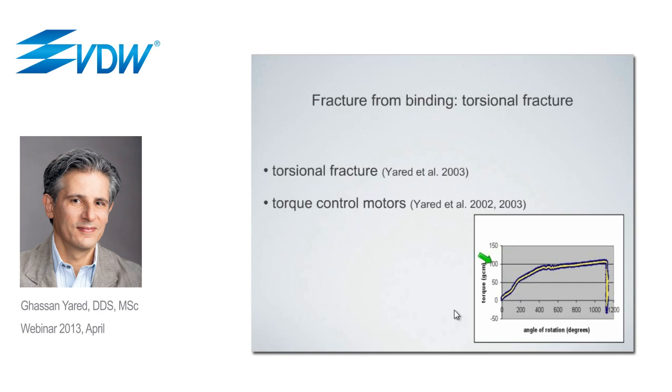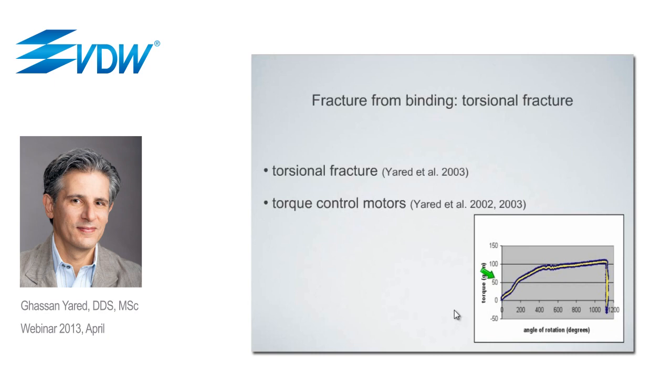What the manufacturers do, they choose a lower value, let's say 50 gram centimeters, and then they set this value on the motor. When the instrument binds in the canal and the motor is rotating the instrument, it will be subjected to stress, to torque, which will increase with the rotation. When the stress on the instrument reaches the value set on the motor, for this case it is 50 gram centimeters, the motor will reverse the rotation. And theoretically, according to the manufacturers, torsional fracture will be avoided.